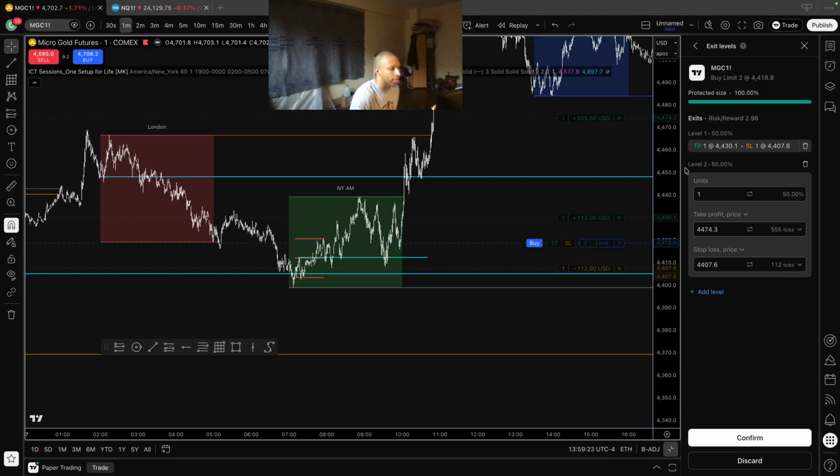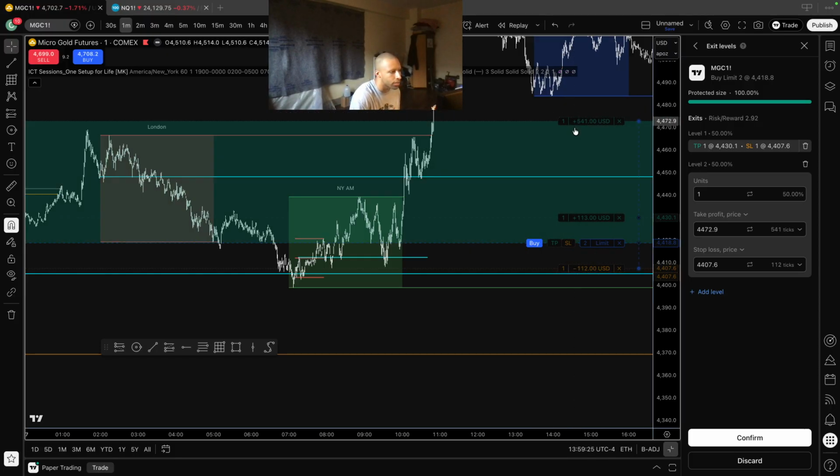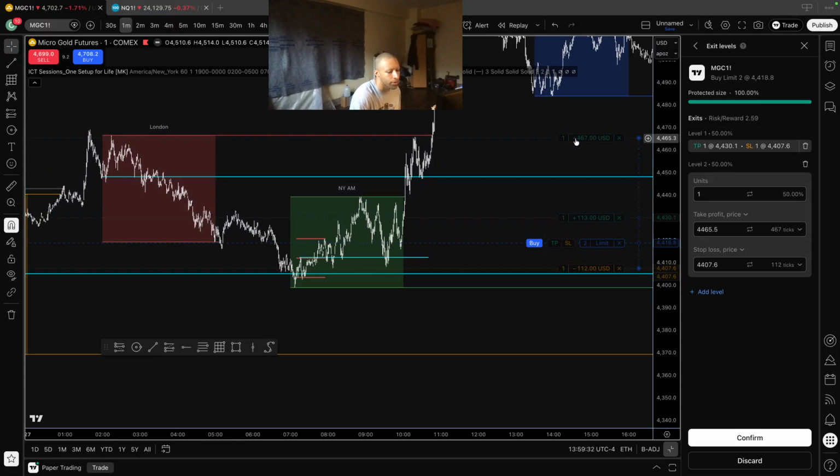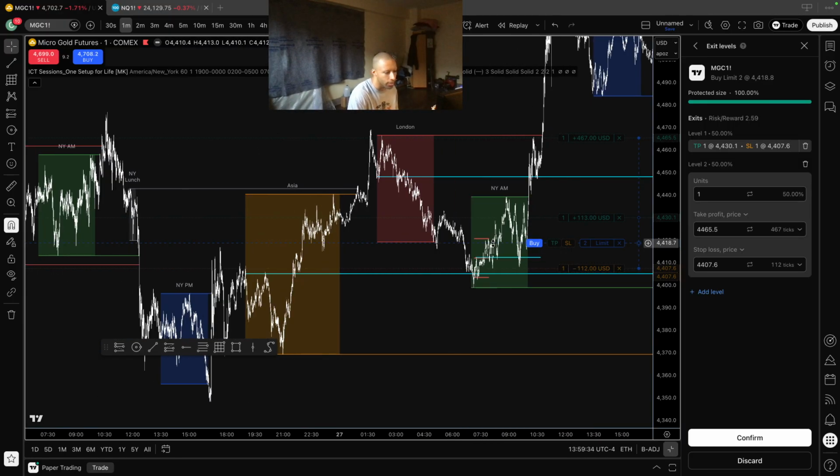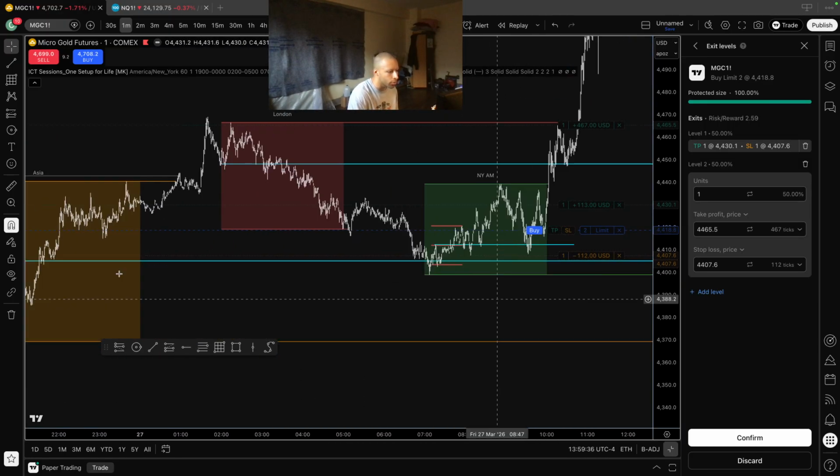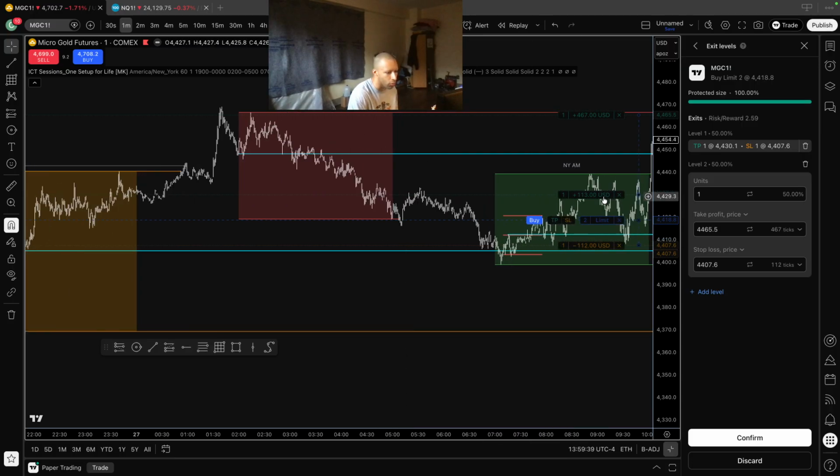So boom, take it off at the Asia range. Computer's glitching. It's been running OBS. So boom, same thing. What is it? Bro, we pulled into a fucking order block. Could you see the fucking order block?